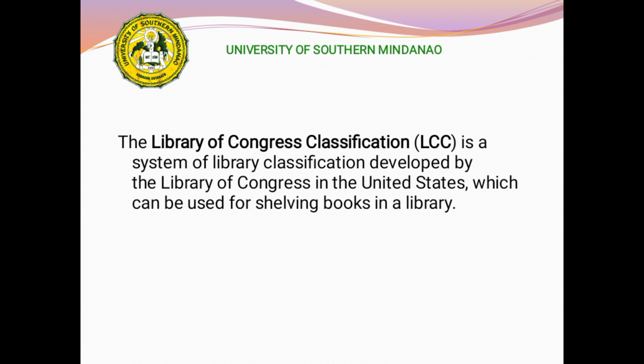And the next is the Library of Congress Classification, LCC, a system of library classification developed by the Library of Congress in the United States, which can be used for shelving books in a library. It is used by most research and academic libraries in the US and several other countries.